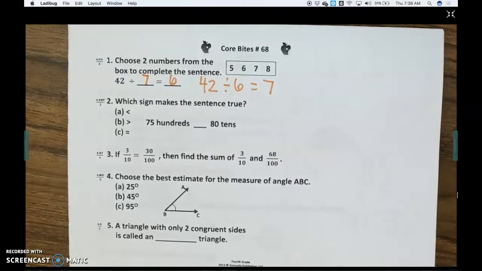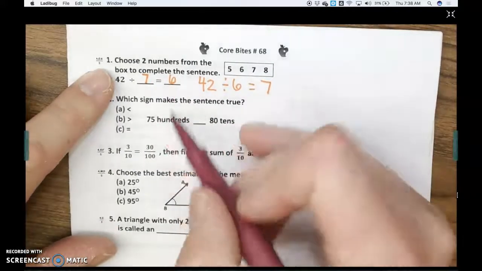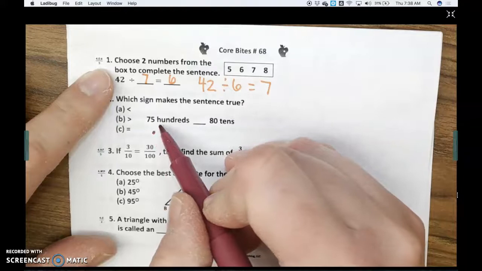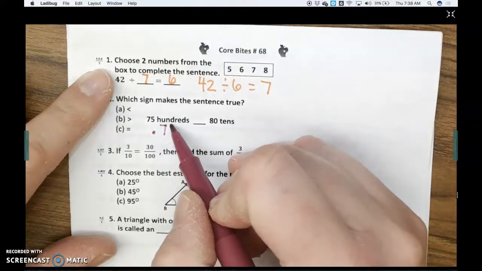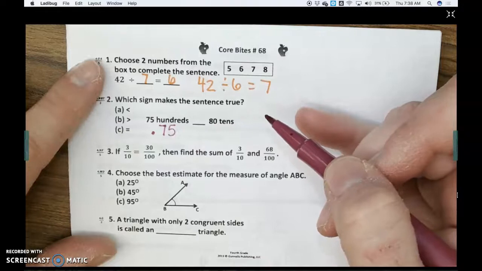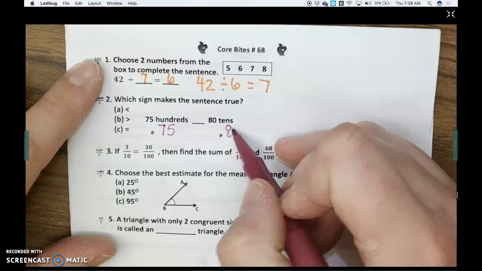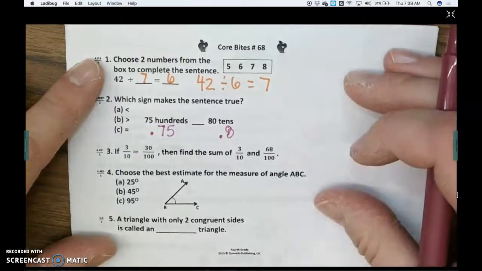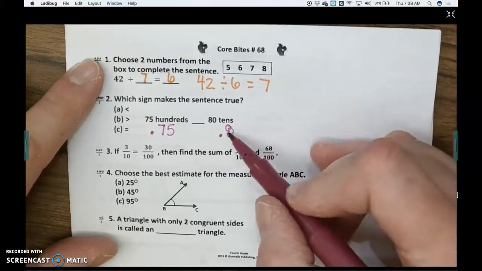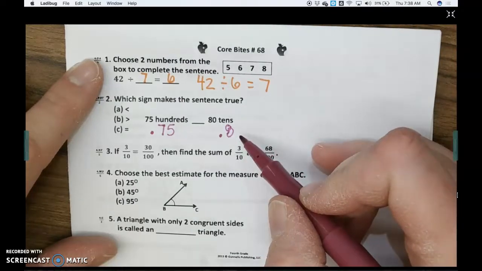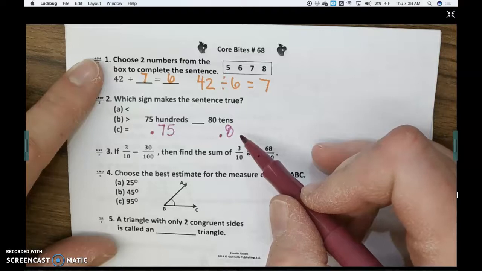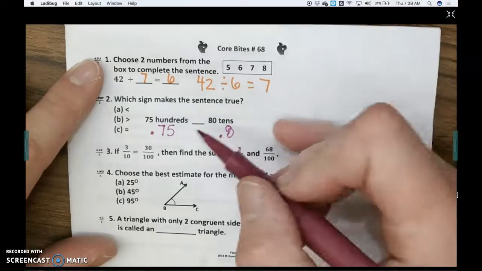For the second one, which sign makes the sentence true? You've got 75 hundreds and 80 tens. Okay? So 75 hundreds would be this. And then 80 tens would be that. Right? So they're saying, no, that's not what they're saying. They're not doing decimals, guys.